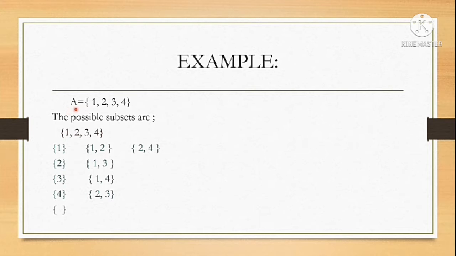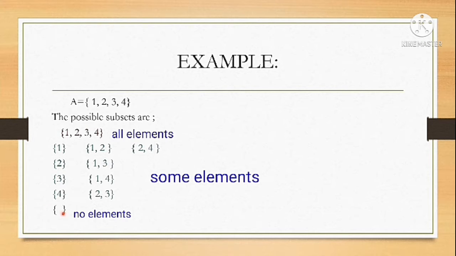For example, set A elements are 1, 2, 3, and 4. The possible subsets are the following. We have all elements, some elements, and no elements. All of these are the possible subsets. And also, these some elements and no elements are also proper subsets. While this all elements is not a proper subset because this element is also an element of the given set.